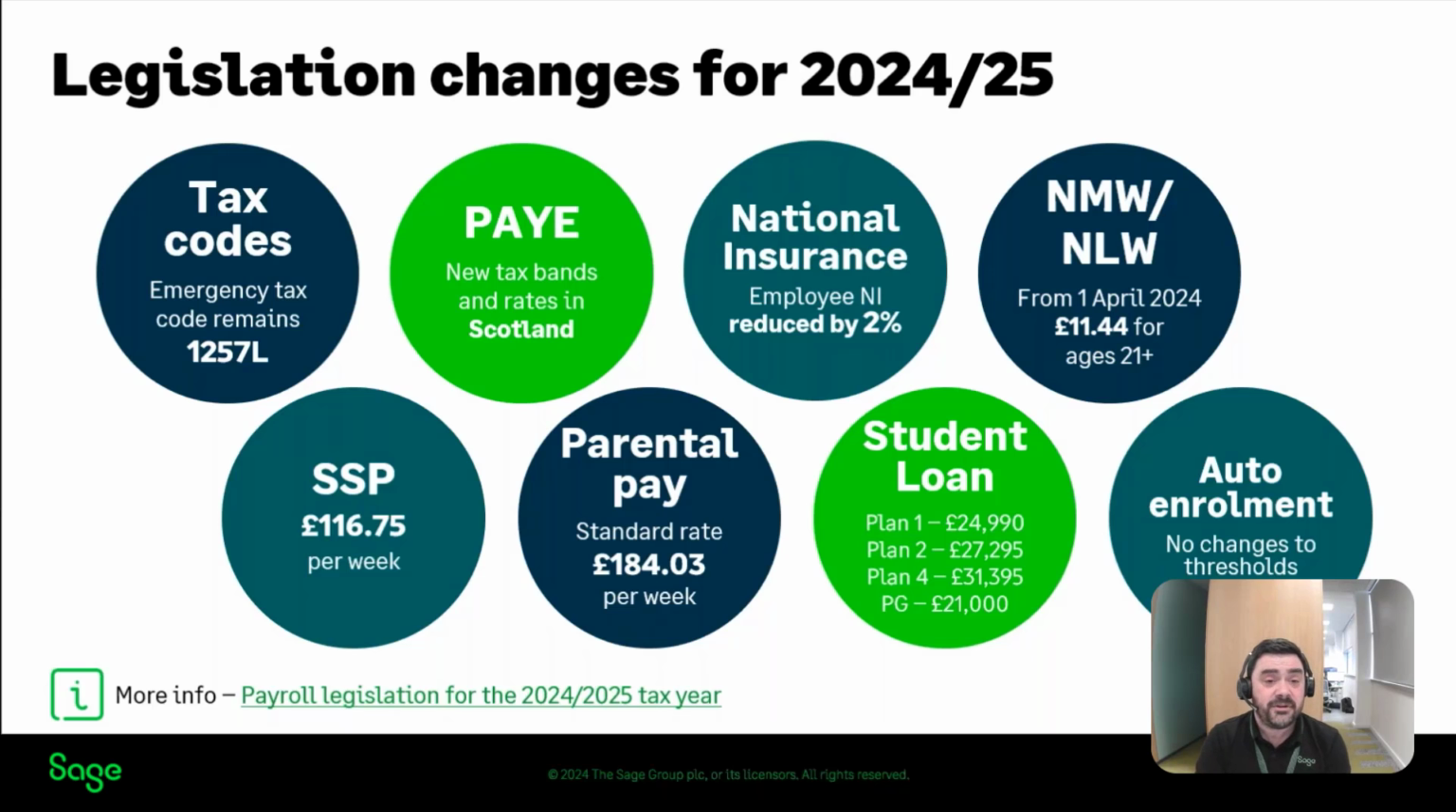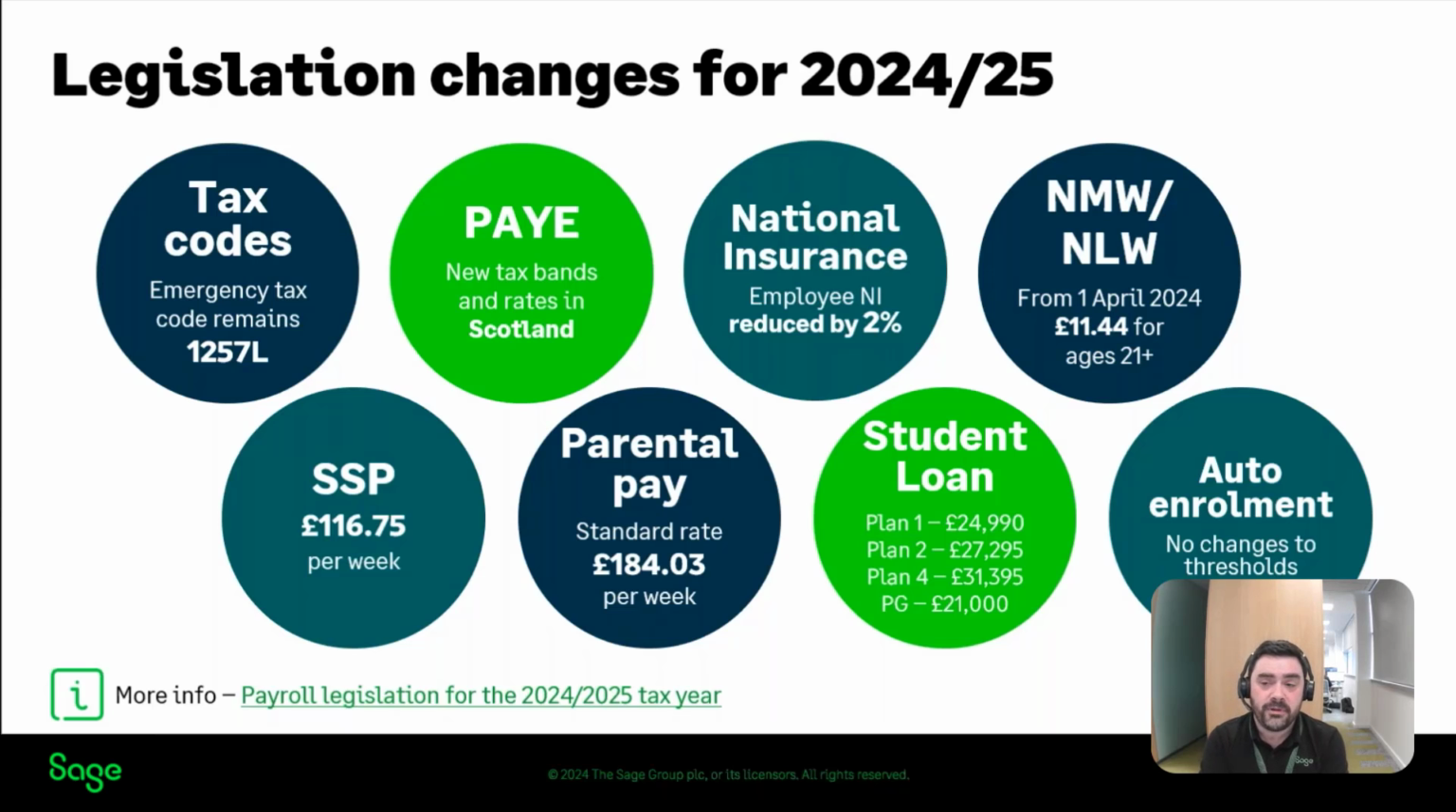For statutory payments, the rate of statutory sick pay is increasing to £116.75 per week, and the standard rate of parental payments, so maternity, paternity, adoption, etc., is going up to £184.03. Student loan thresholds, some of those have changed, so you can see the updated thresholds there on the slide.